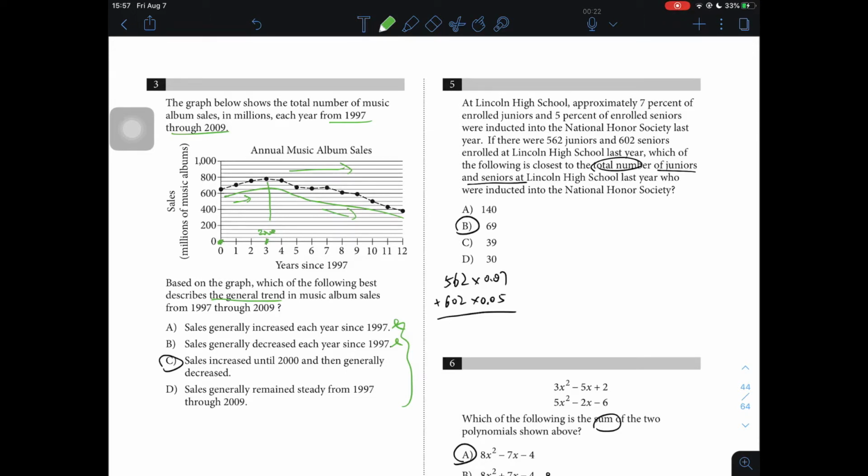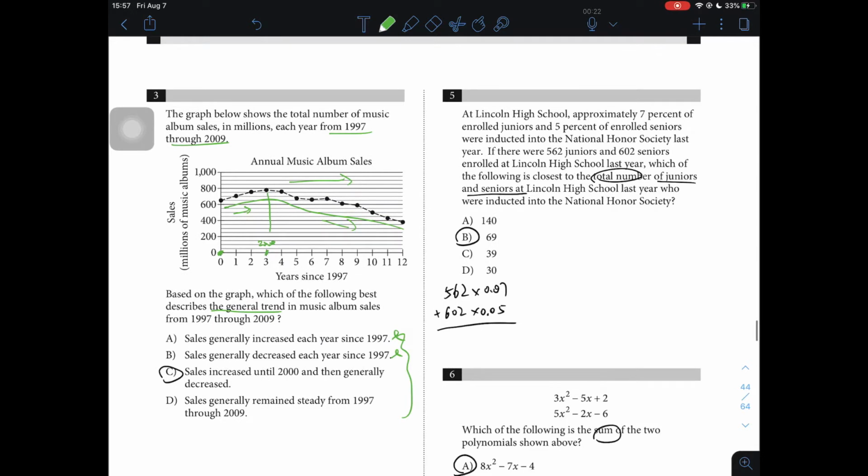So for question 5, you can see that approximately 7% of juniors and 5% of seniors are inducted into this honor society. They give you the number of juniors and seniors, and they're asking what's the total number of juniors and seniors inducted to the National Honor Society. So it's 7% of juniors, 562 times 0.07, and the same thing for seniors.